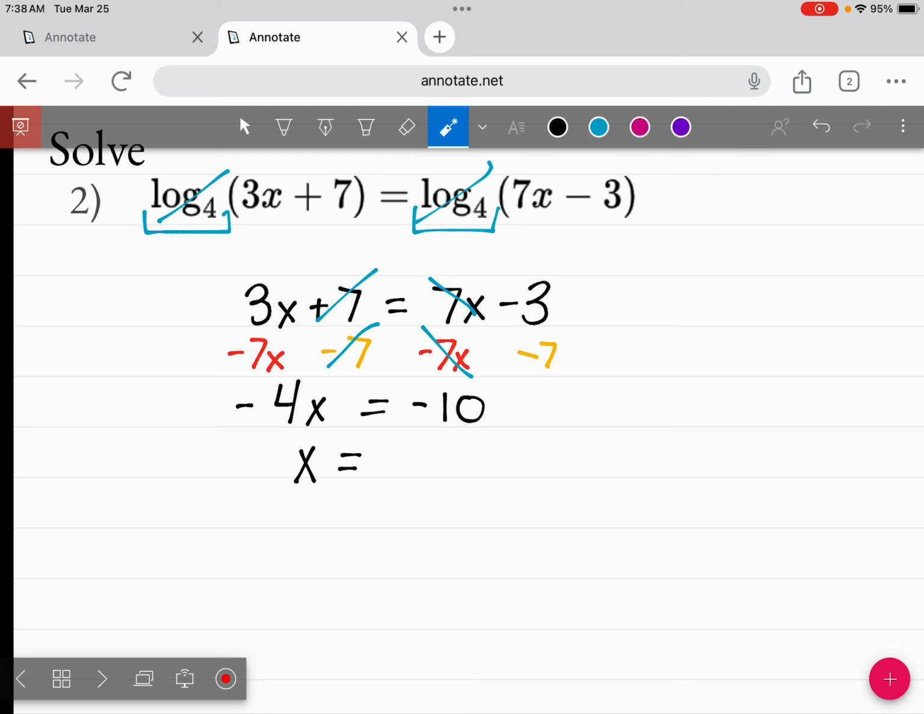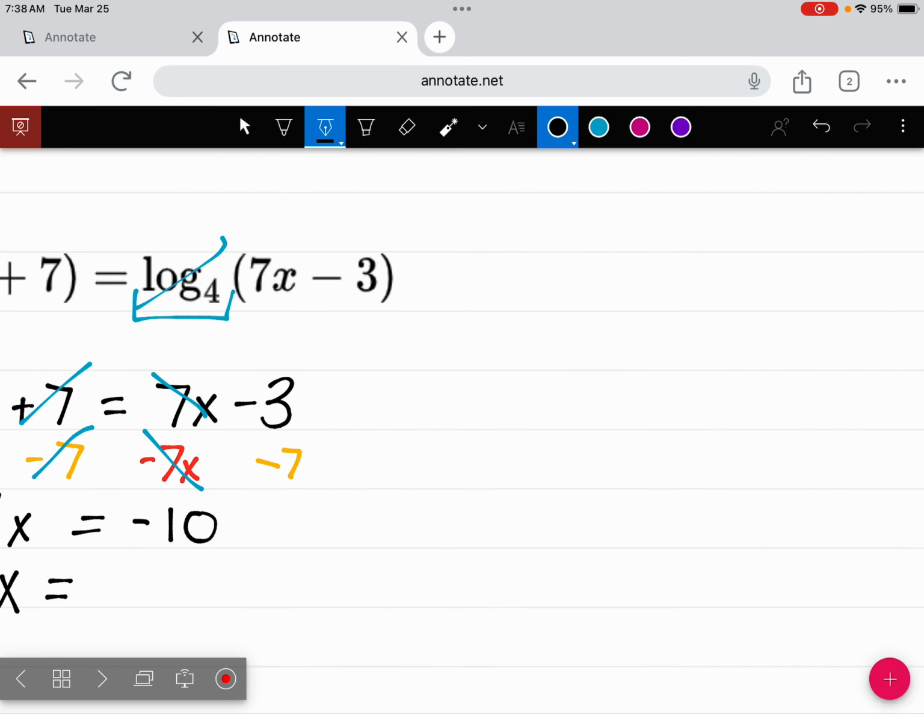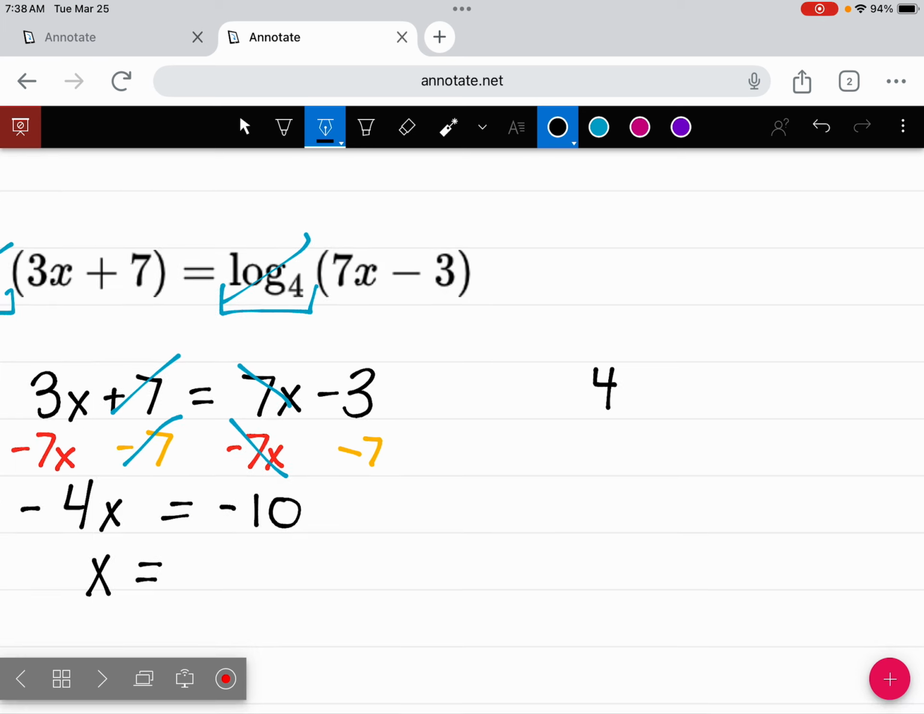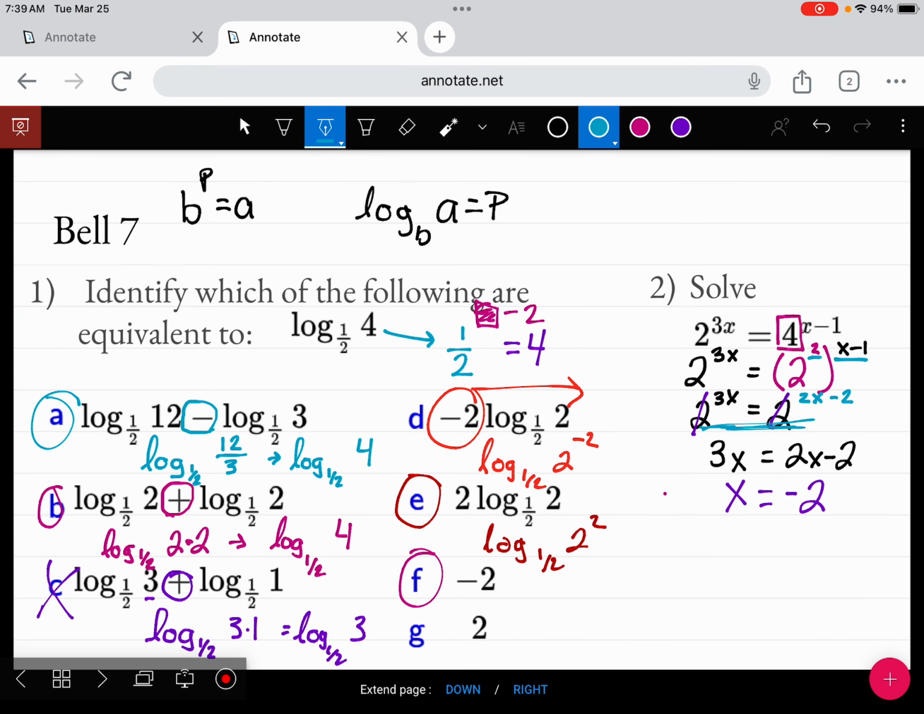Because they're the same on both sides, it's just like if we had 4 to the 3x plus 7 equals 4 to the 7x minus 3. Since that's what this log base 4 is, it's essentially the inverse of an exponential. So the bases are the same, just like we did in the bell work. Once our bases were the same, we could get rid of the bases here.